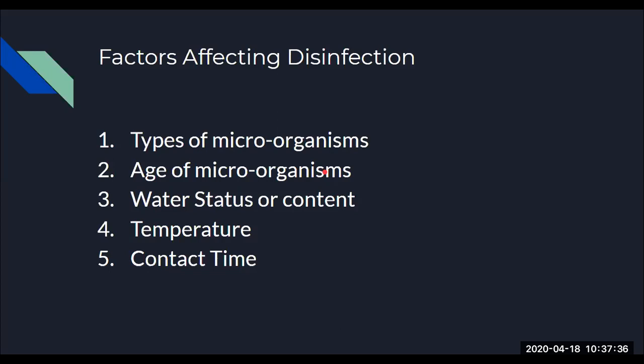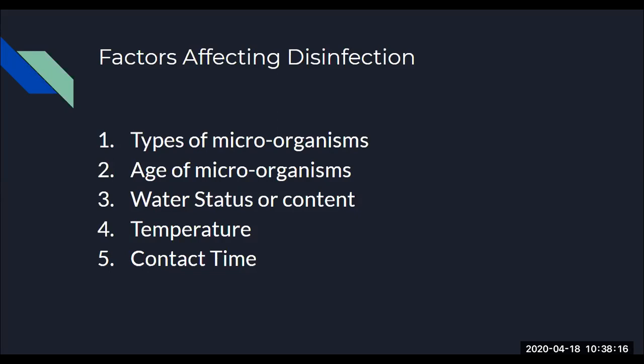So we said we have 5 factors affecting disinfection. The first 2 having to do with the microorganisms. 1, the type of microorganism, because the type of microorganism will determine what the outer shell or the skin of the organism is made of, and that is going to determine how effective our disinfectant will be. The age of the organism, as some organisms age, for instance some bacteria, the outer shell becomes tougher as they get exposed to various things in the environment.